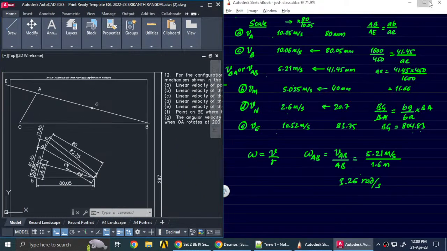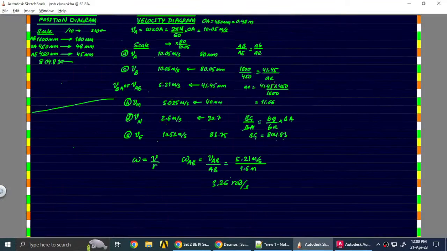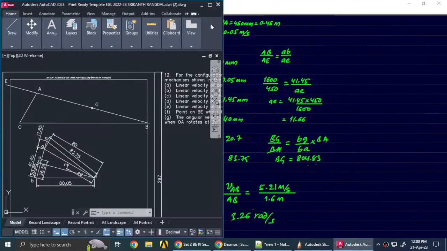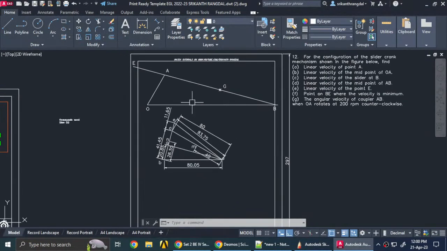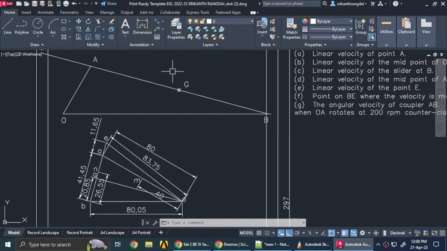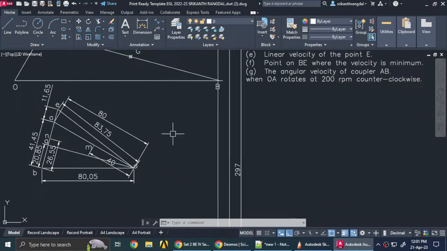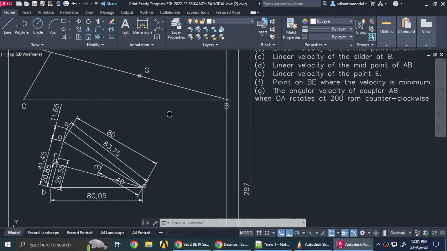These are the scales that we have used, and these are the values that we have calculated over here. You can pause the video if you want to take a note of it. Here you can see the diagrams. First we have the position diagram, and then we have the velocity diagram. You can pause this to take note of whatever you want. So this is how we will be able to draw the velocity diagrams.